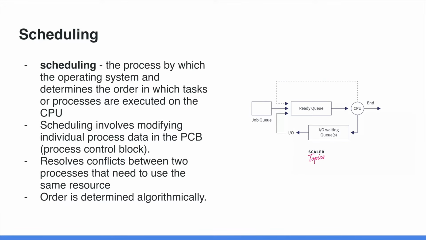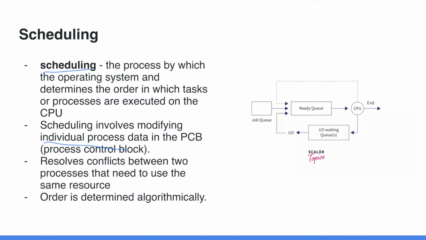Now, another process that the process control block aids in is called scheduling. Now, scheduling is the process by which the operating system determines in what order processes are executed by the CPU. And this is where the whole blocked, ready, running state all comes into play, right? Because that's going to be part of determining when and how we schedule processes to be executed. Now, this accordingly involves modifying individual process data in the process control block.